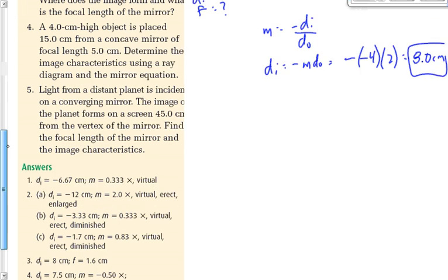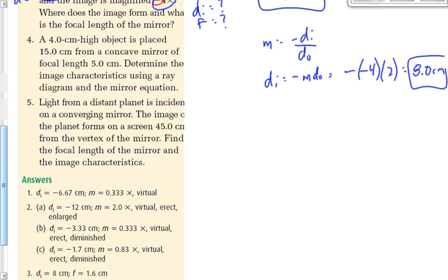All right, number 5. Light from a distant planet is incident on a converging mirror. The image of the planet forms on a screen 45 centimeters from the vertex of the mirror. Find the focal length of the mirror and the image characteristics. We don't seem to have very much information there, do we? I'll tell you what. We have something. It says the image is formed on the screen 45 centimeters from the vertex of the mirror. We have DI, right? And it's formed on a screen, so that means it's a real image. Therefore, we're going to make DI positive 45 centimeters. Agree? That's it, isn't it? Anything else?